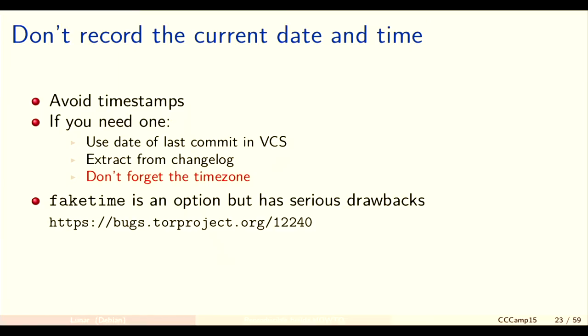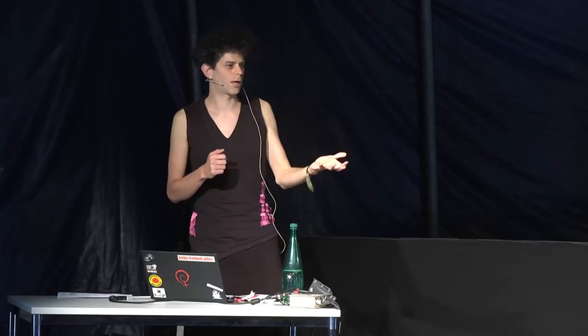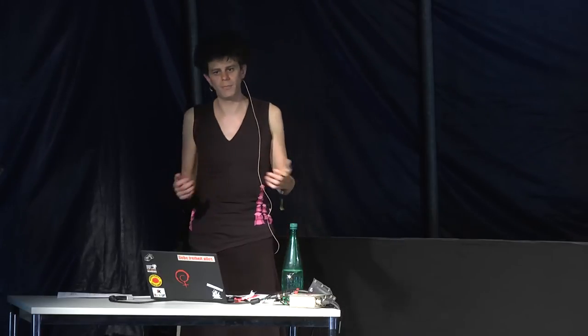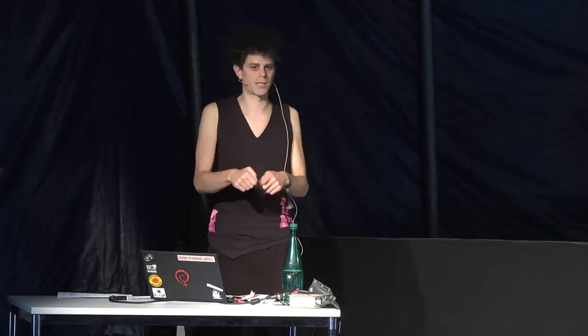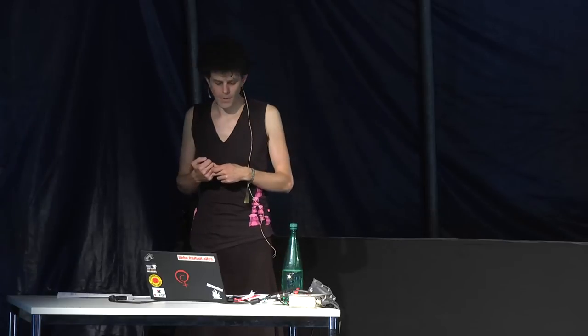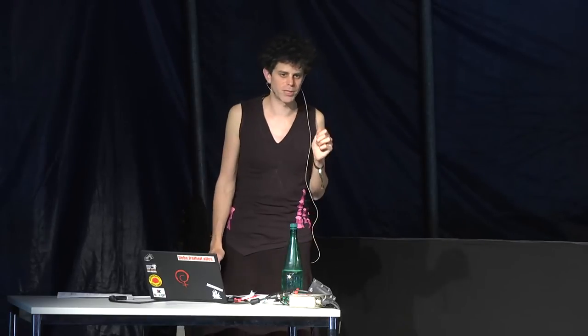There's a trick that's been used to get around date and time issues: fake time. So fake time is an option, but it has some serious drawbacks. Fake time is a library that gets loaded by LD_PRELOAD. So whenever software asks the system for the current date and time, it will return a date and time that you specified and that is fixed. Seems like, okay, a quick way to fix everything that uses timestamps.